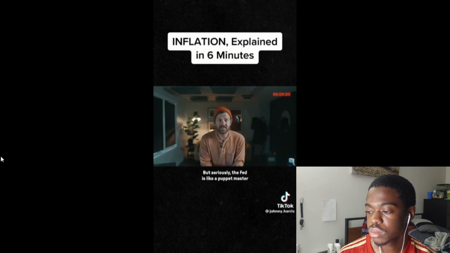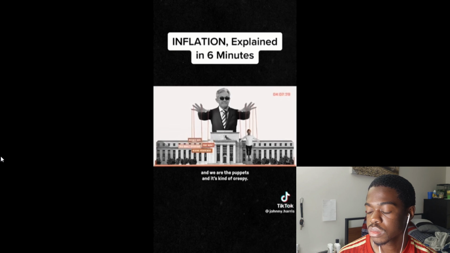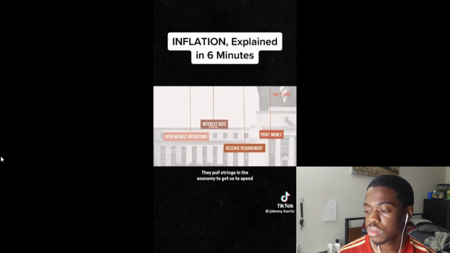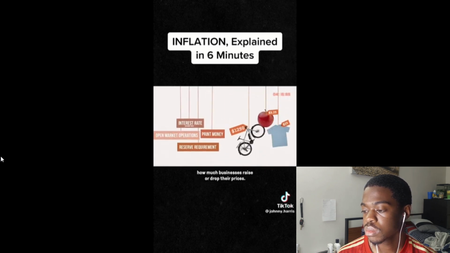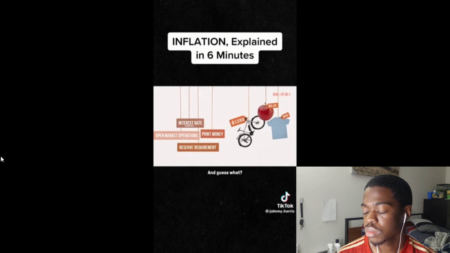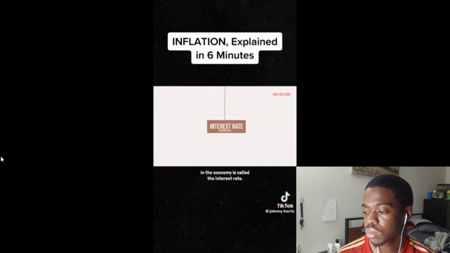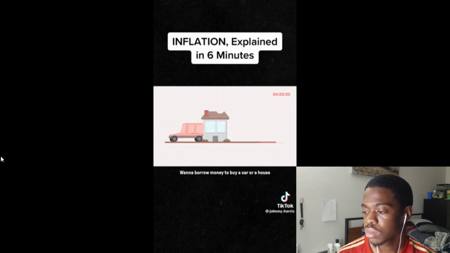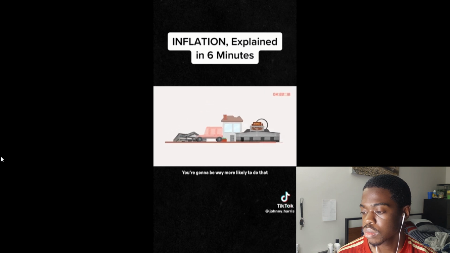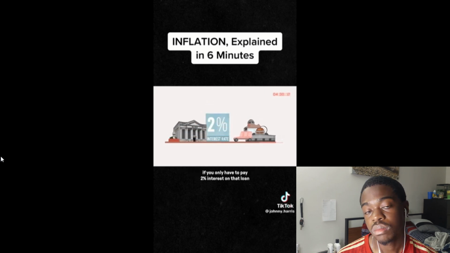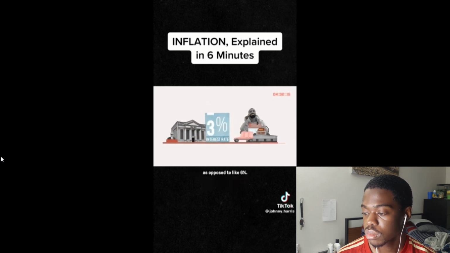But seriously, the Fed is like a puppet master, and we are the puppets, and it's kind of creepy. They pull strings in the economy to get us to spend our money in a certain way, which in turn affects how much businesses raise or drop their prices. And guess what? It totally works. One of the strings that they have to pull in the economy is called the interest rate. Want to borrow money to buy a car or a house or expand your business? You're going to be way more likely to do that if you only have to pay 2% interest on that loan as opposed to like 6%.